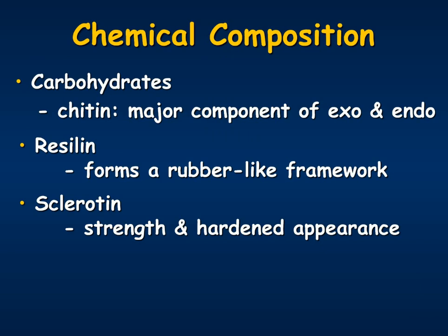So what is the chemical composition of a cuticle? Well, it includes several components, including resilin, which forms a rubber-like framework. So this helps, for instance, in the attachment of appendages. It also has sclerotin, which helps give it strength and a hardened appearance. And then probably the one that I want you to remember the most is the carbohydrate chitin, which is a major component of the exocuticle and the endocuticle.